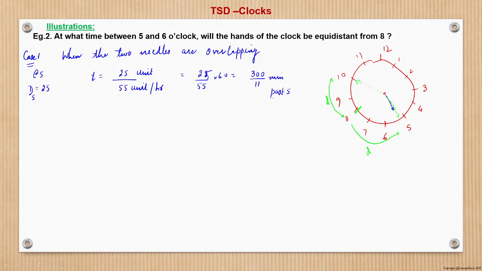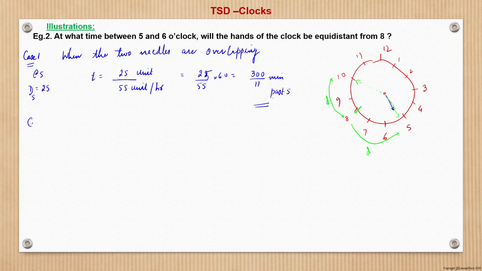past 5. Or directly also we know that the minute hand takes 12 by 11 minutes to cover 1 unit over the hour hand. So to cover 25 units over the hour hand, it will take 25 into 12 by 11. So that is 300 by 11. So this is the first time, right? First occasion when they will be equidistant from point 8.